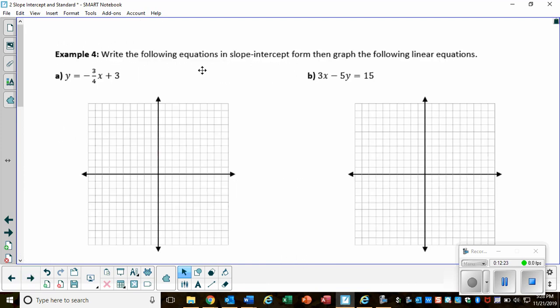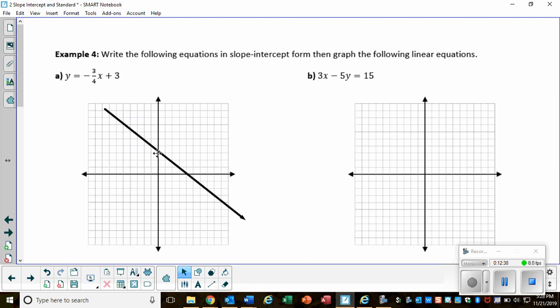So, example 4, write the following equations in slope-intercept form and then graph the following. Okay, so this one's already in slope-intercept form. You don't have to worry about it. Alright, so I'm going to start with my y-intercept, which is positive 3. That means I'm going to put a point on positive 3.